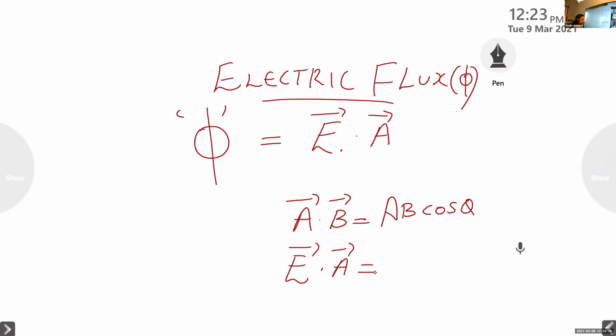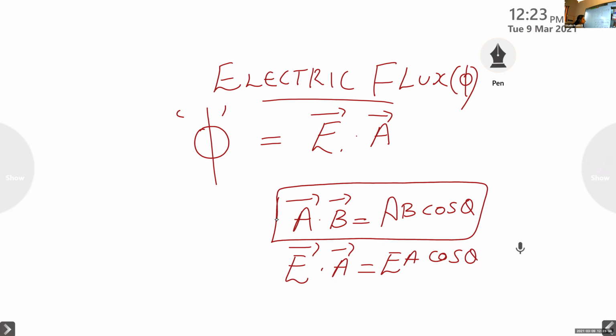It becomes EA cos theta. Very good. This is a formula that we have already studied in plus one: vector A dot vector B is equal to AB cos theta. The dot product of any two vectors is equal to AB cos theta. Similarly, instead of vector A and vector B, here we have vector E and vector A, where E is the electric field vector and A is the area vector. Their dot product is given by EA cos theta.